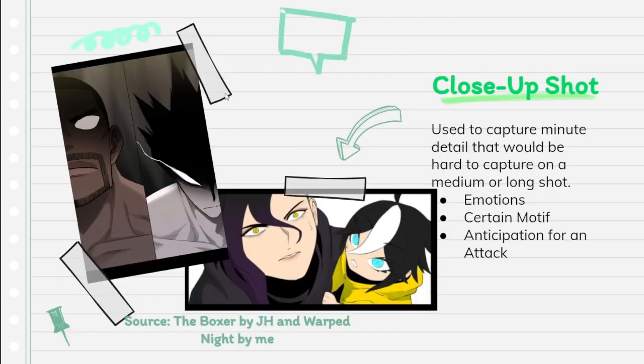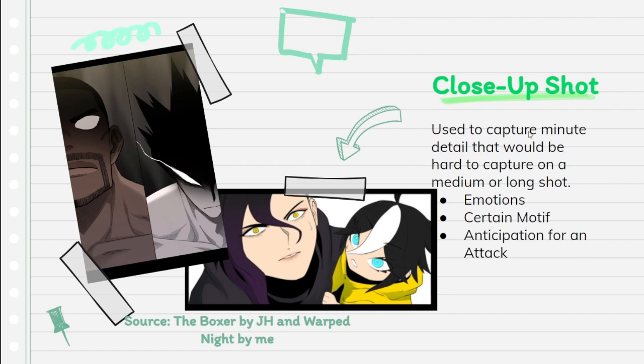So, close-up shots are mostly used to show minute detail that would be hard to capture in a medium or long shot. Examples of this are emotions, certain motifs that you want your readers to notice, or anticipation of an attack. The examples shown here are from The Boxer by JH and also Warp Knight. In here, basically, it's just an anticipation of an attack, but in my example, it's like warp emotion, right? But in JH, it can also be used as an anticipation for an attack.